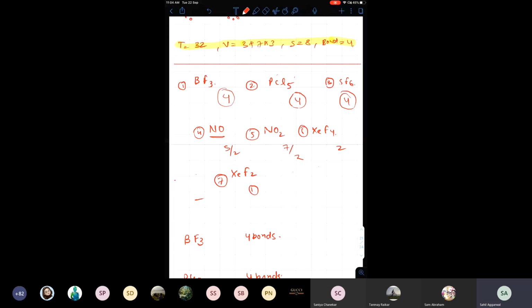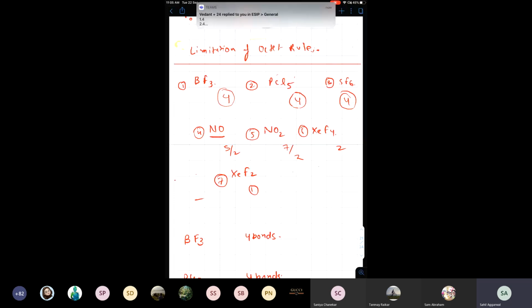Now listen to this carefully, please. These are actually the limitations of octet rule. As Sanika said, that in SF6 there should be 6 bonds at least, because valency of fluorine is 1. So there should be at least 6 bonds. But we are getting only 4 bonds. That means this is wrong.